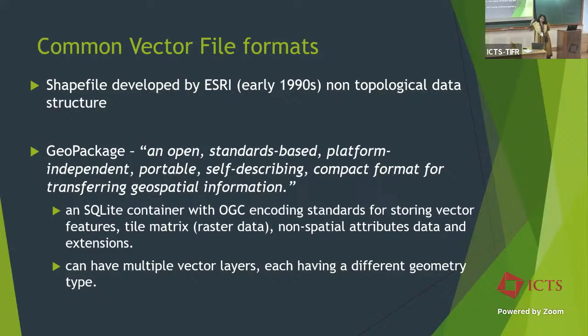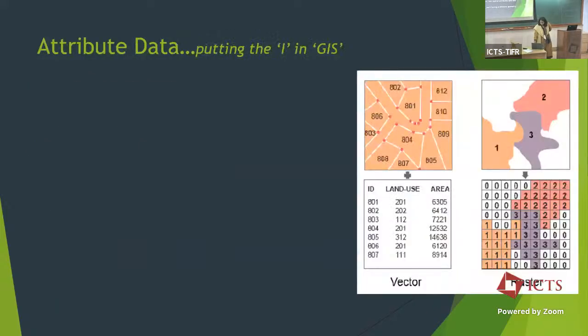Another advantage with GeoPackages is you can have multiple types of geometries within one file. Okay, so you can store a point layer with polygon layers and arc layers all in the same GeoPackage. So you have what is called a multi-type geometry. Okay, so those are the formats for vector data sets.